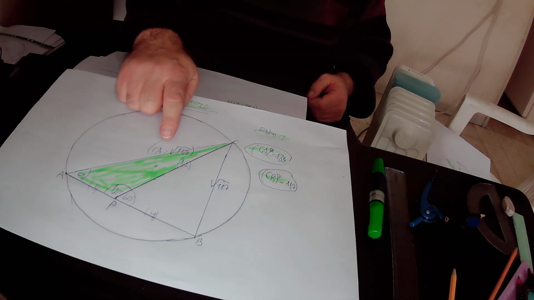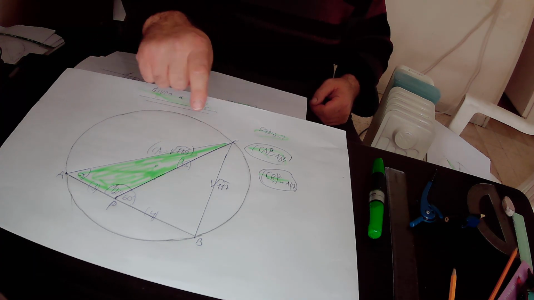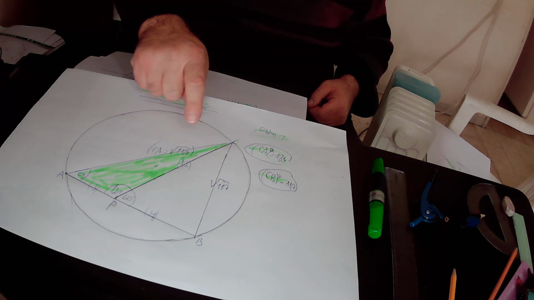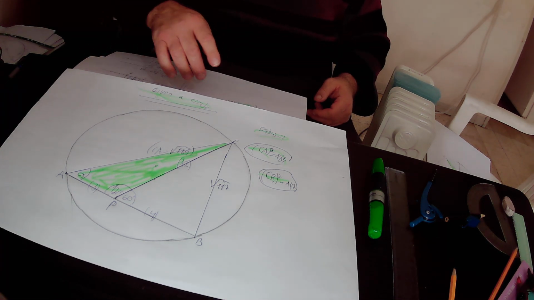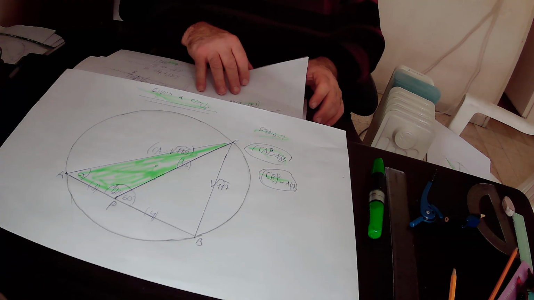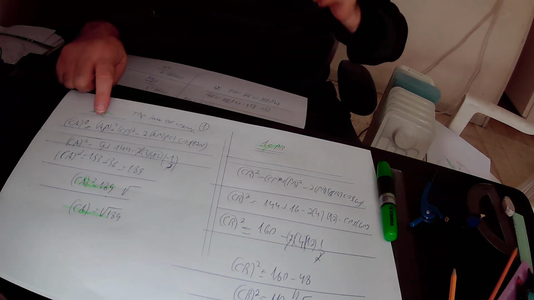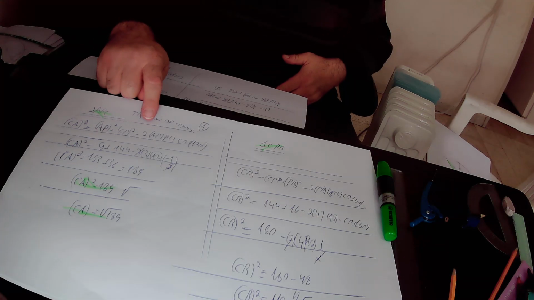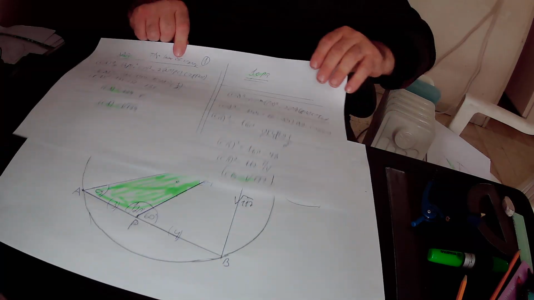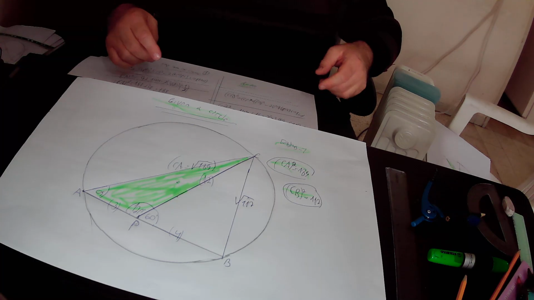According to the law of cosines, in this triangle ACP, the following equation is true: CA squared equals AP squared plus CP squared minus 2 times AP times CP times cosine 120 degrees. CA is the missing side, and it equals AP squared.